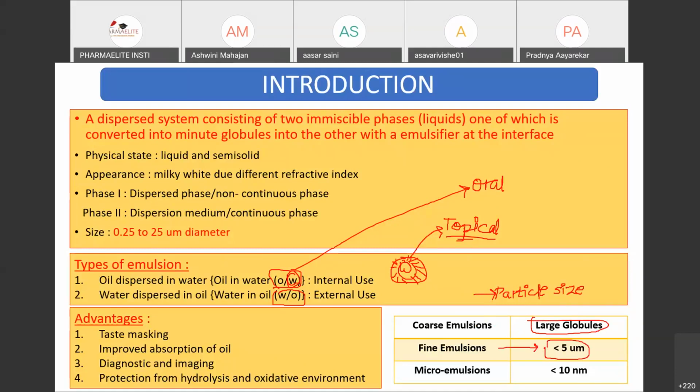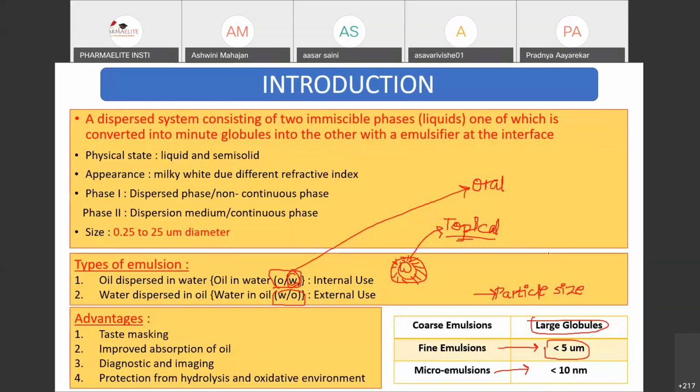Size would be less than 5 microns, and microemulsions' particle size would be less than 10 nanometers. It will go to that smaller range. Yes, your microemulsions would have a very small particle size in that case. So yes, we need to remember this particle size based classification as well. It will be required, not for all dosage forms, but yes, for a few of them.